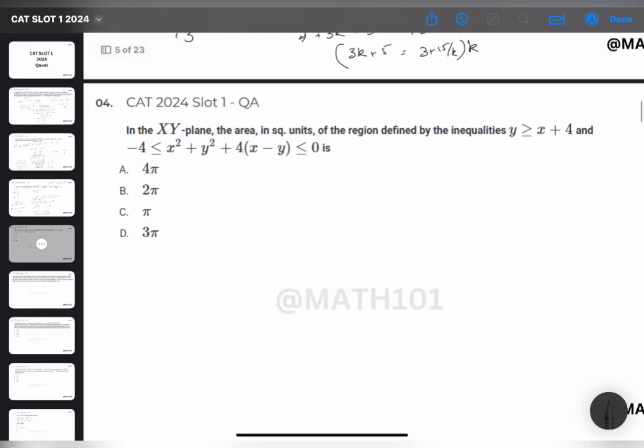Moving on to the next question. We are given some region in the xy plane. Let's plot it out. y greater than or equal to x plus 4. So at x equals 0, y is 4. At y equals 0, x is minus 4. So this is this line.